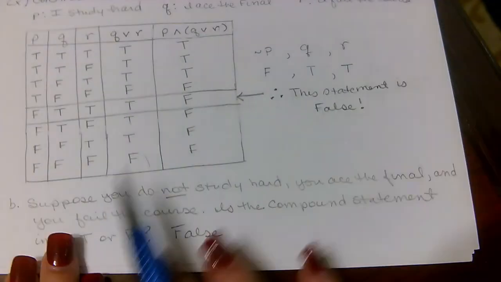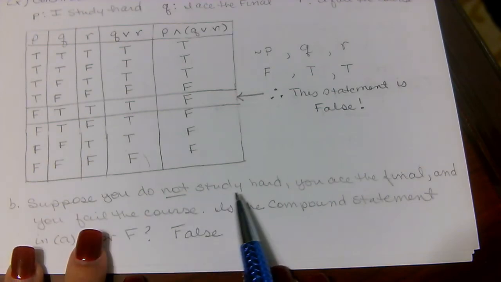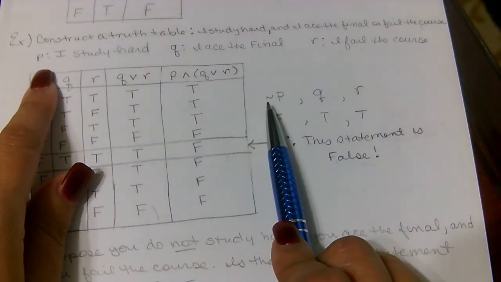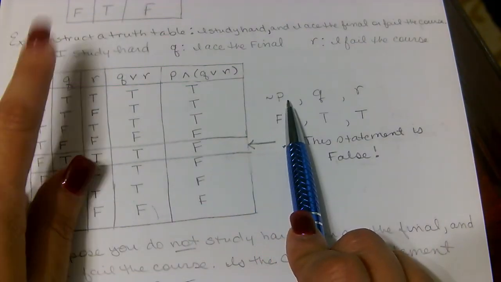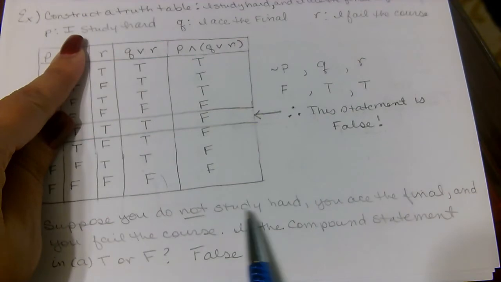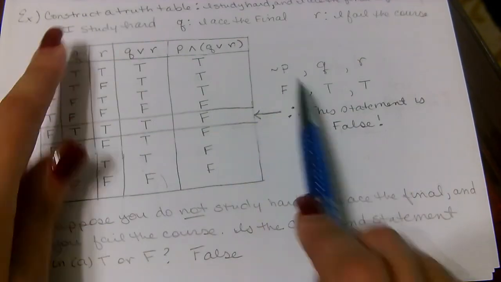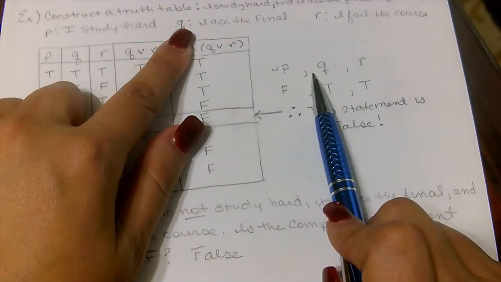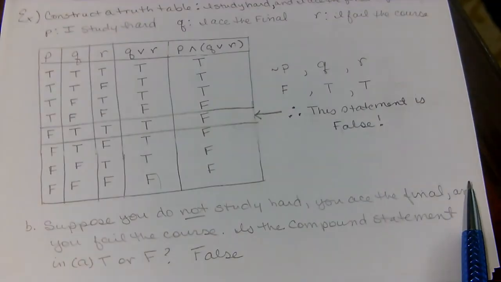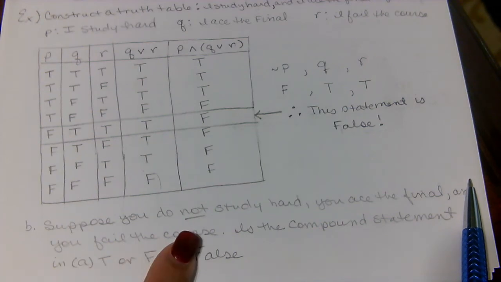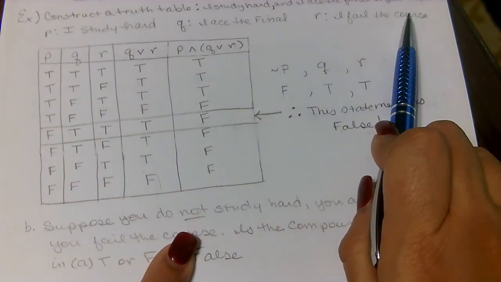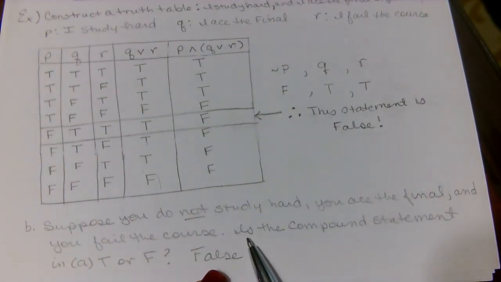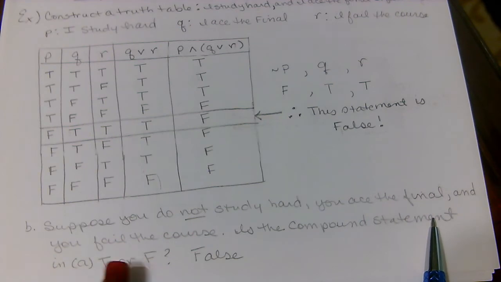Okay. Part B says, suppose you do not study hard. That means it's the opposite of the P statement. So here I have not P. Here I study hard. Here I do not study hard. So that's not P. You ace the final. That's Q. That's right here. And you fail the course. Well, here it says I fail the course. That's represented by R, so I'm leaving R alone. Is this compound statement true or false?